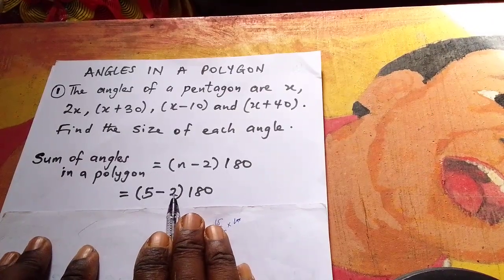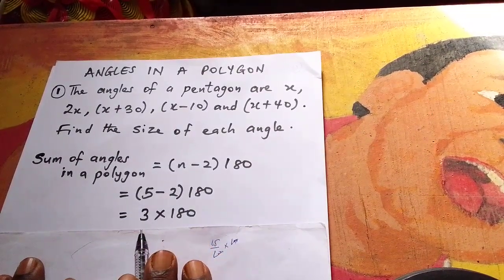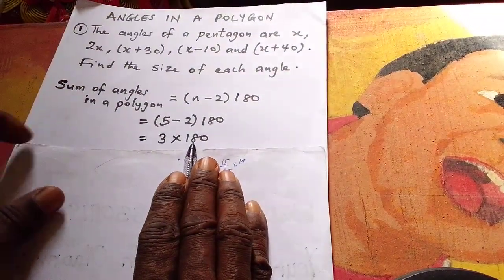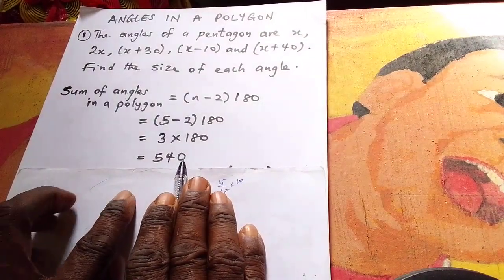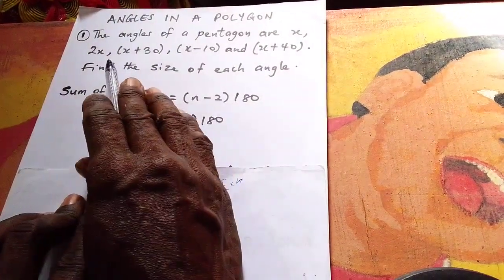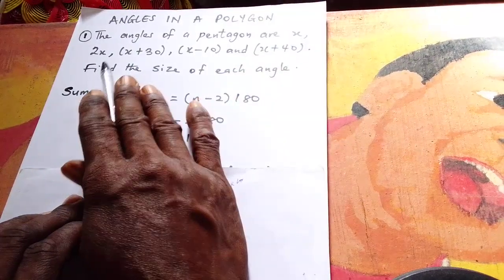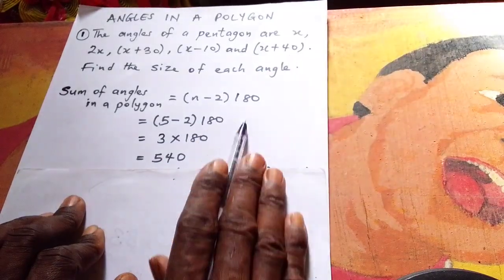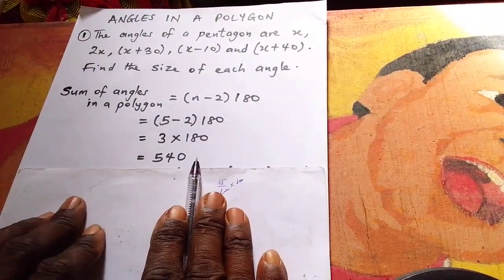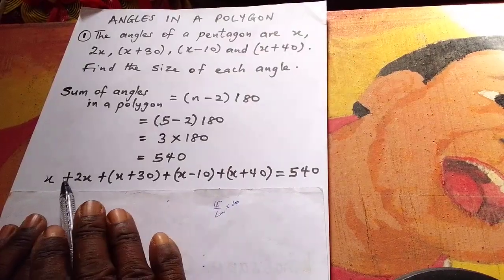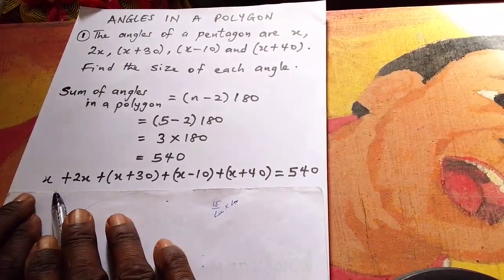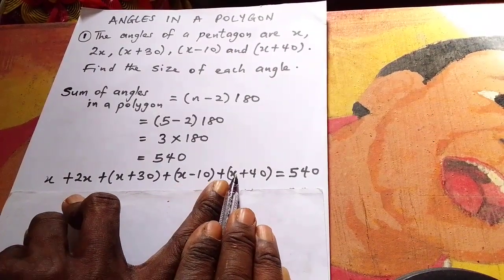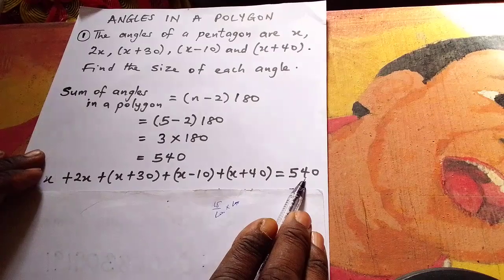So then 5 minus 2 times 180. 5 minus 2 gives us 3, then multiply by 180 gives us 540. It means if you add these angles, x, 2x, x plus 30, x minus 10, x plus 40, everything should add up to 540. So that's the next stage. We add each of the angles: x, 2x, x plus 30, x minus 10, and x plus 40 should be equal to 540.